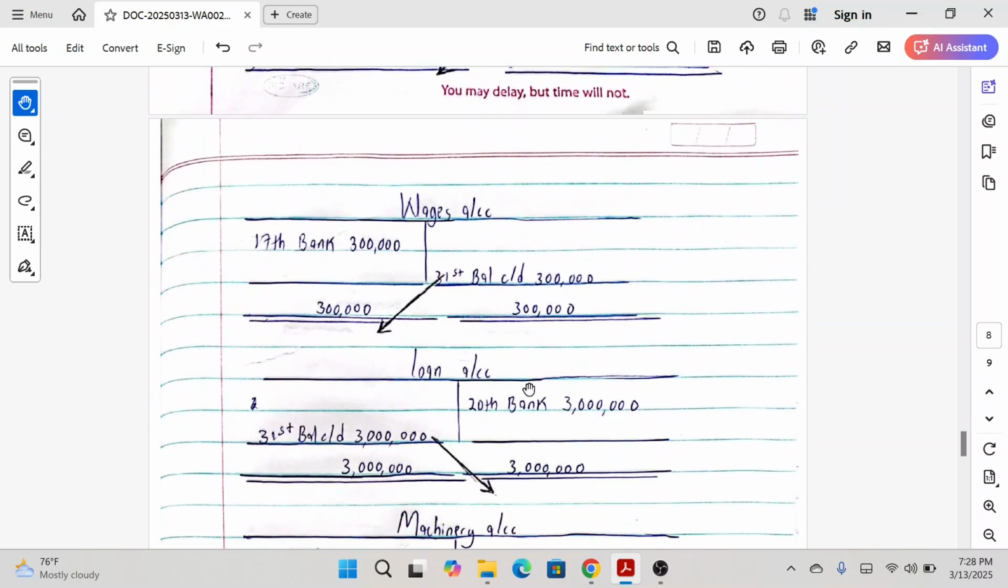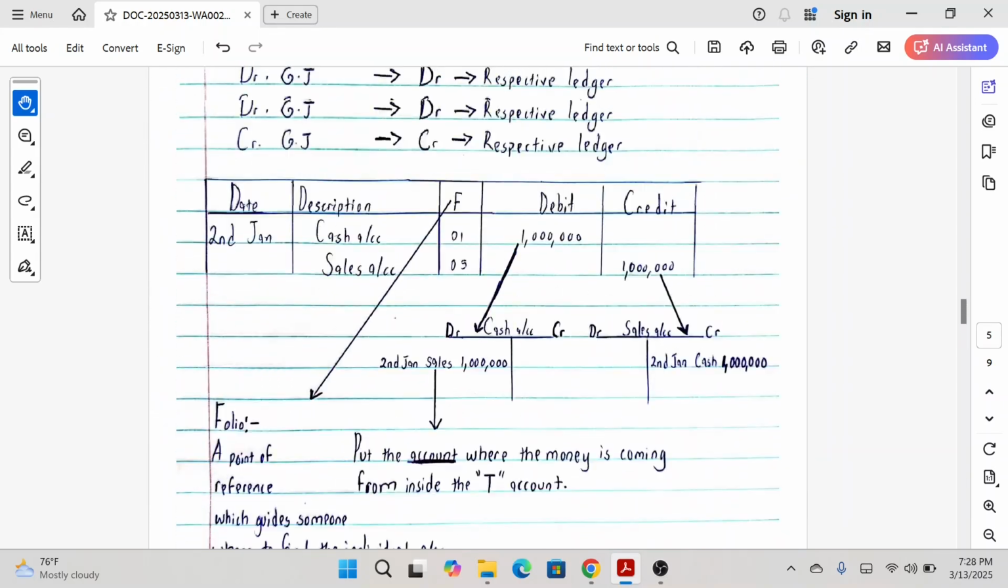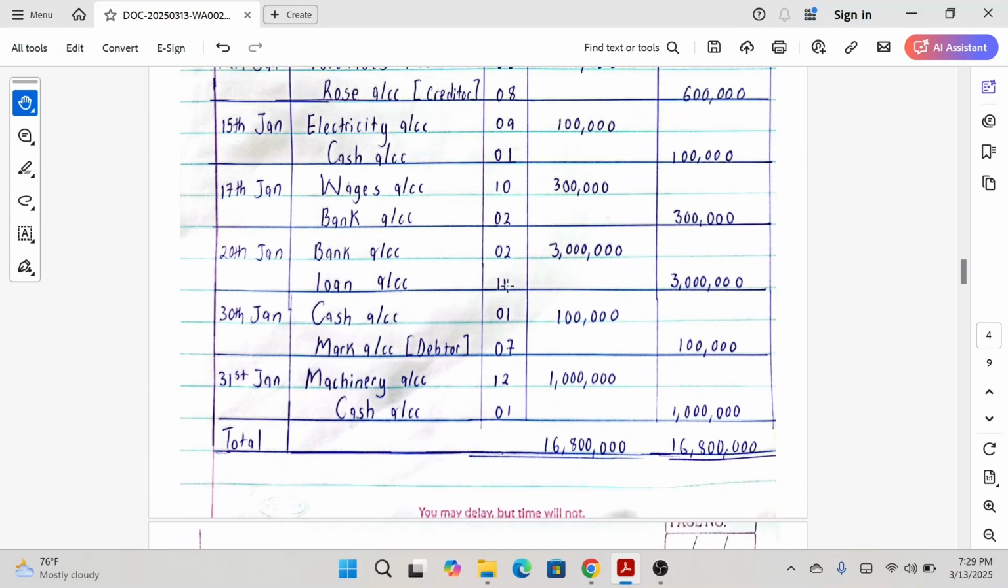You add up, this is 3 million, this is a 0 this side. So the difference is 3 million, which you're going to call a balance carried down of 3 million. So 3 million balances with the 3 million on the debit side. So this account I have also balanced it off. So you go to the next one. So from 11, you look for a 12, which is machinery. So machinery is having 1 million on the debit side, where money is coming from the cash account. So you're going to go to the debit side of the machinery account. You call it cash.